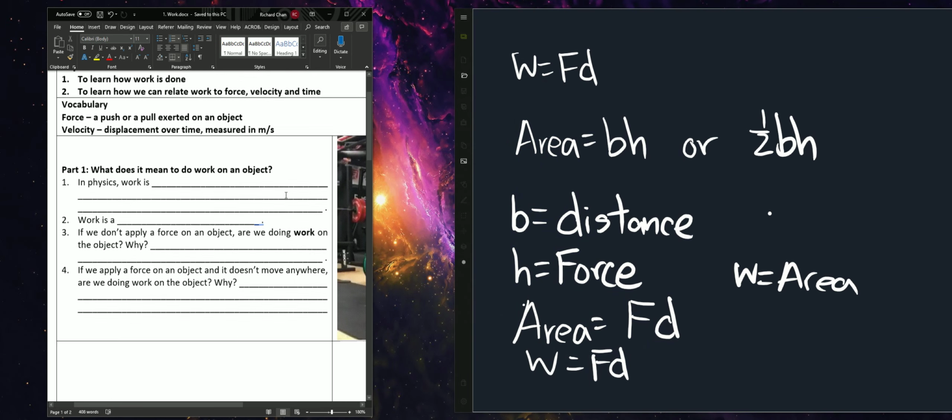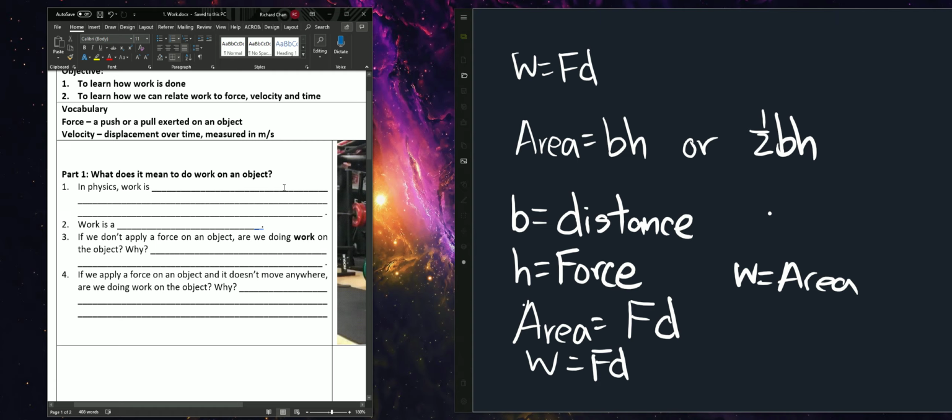And then to reiterate what work is, if I apply a force on a desk, for example, and it doesn't move, do I do work on that desk? No, I'm not doing any work on the desk. It's not moving a distance, so I'm doing no work on the desk.